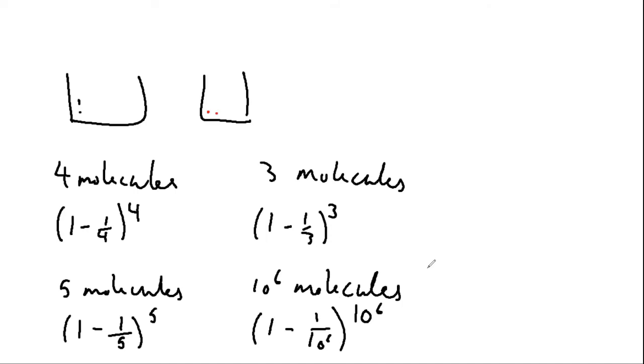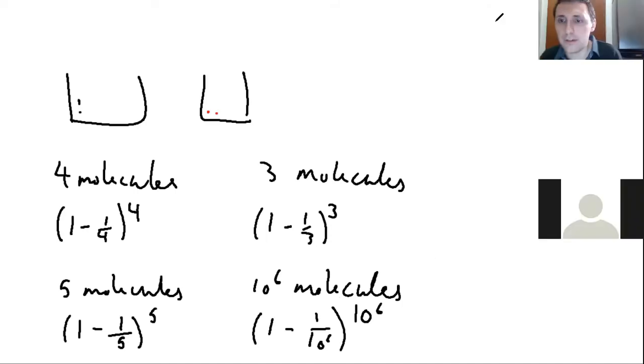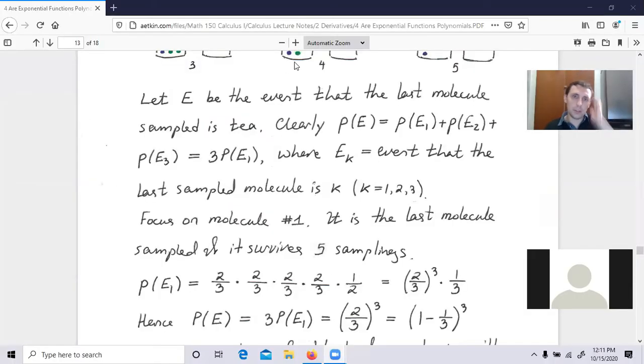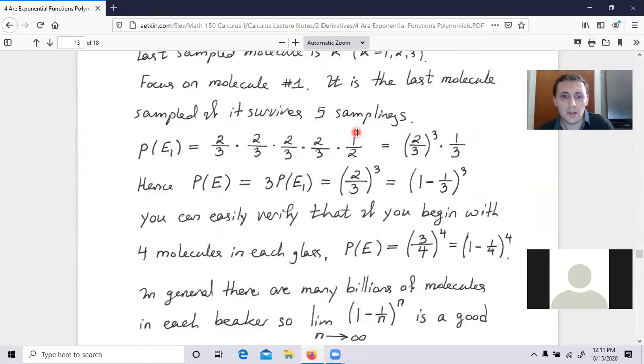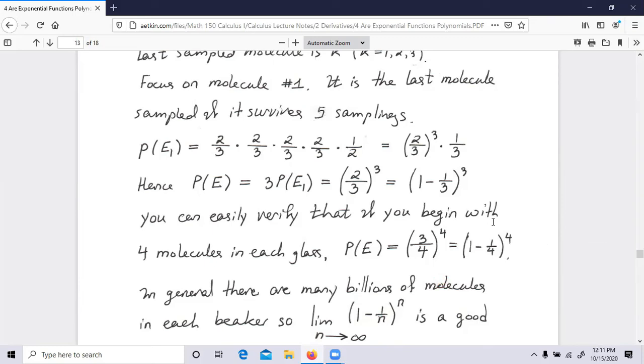And of course, you know, 1 million molecules is not a lot. How much do you have in a full glass of tea? Billions of them, yes? You have billions of molecules. And this is what we end up having. In general, the number of molecules is huge, so we say it's striving to infinity. So we have 1 minus 1/n to the power of n as n goes to infinity is an extremely good approximation. Are you with me, guys?